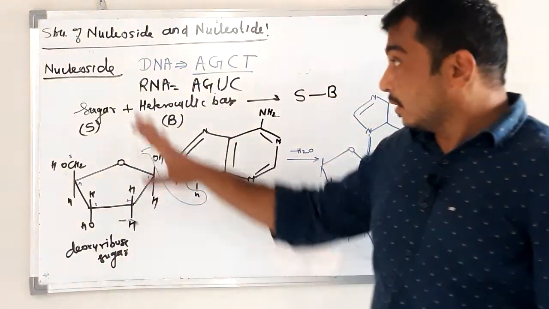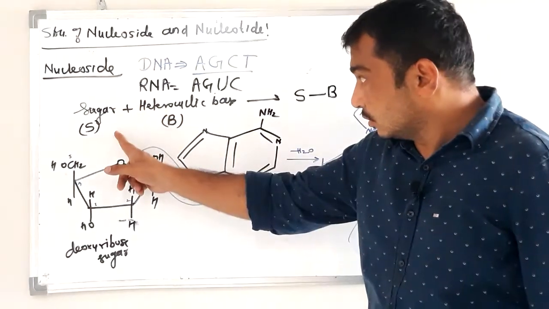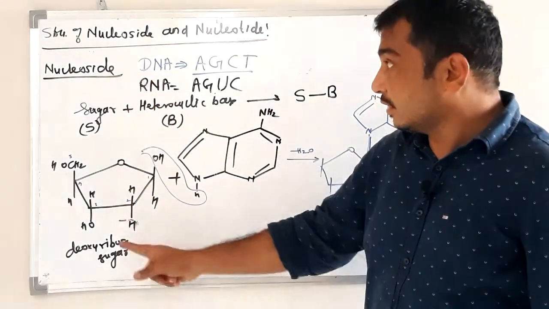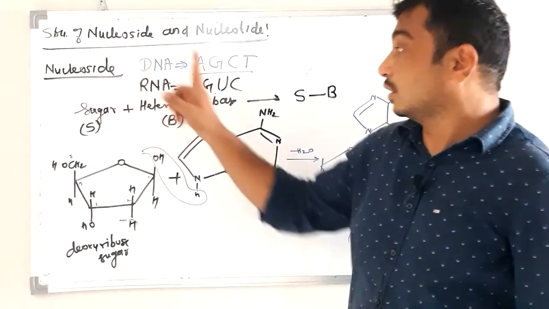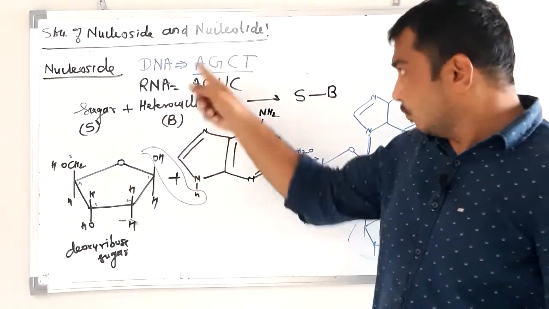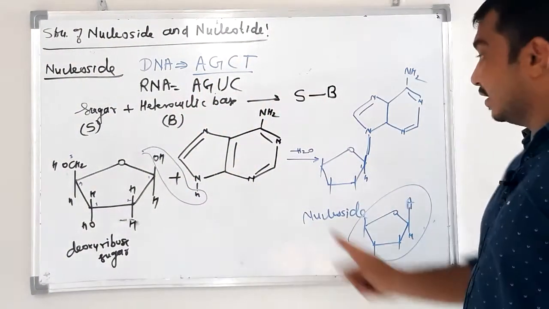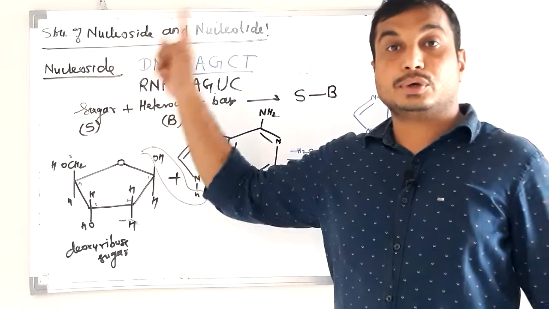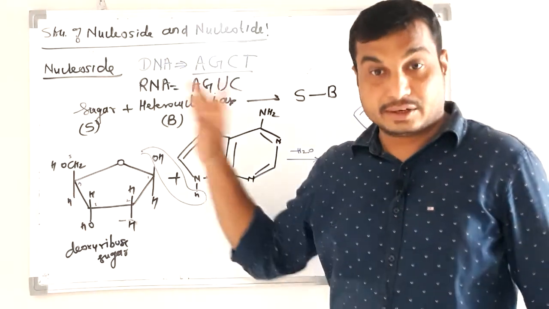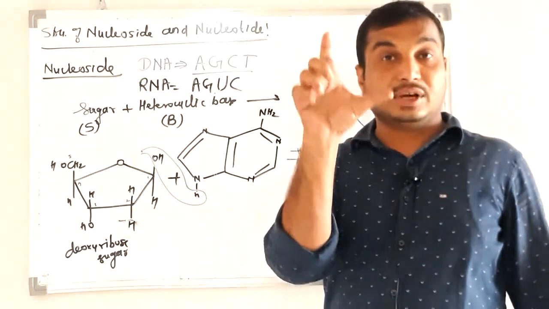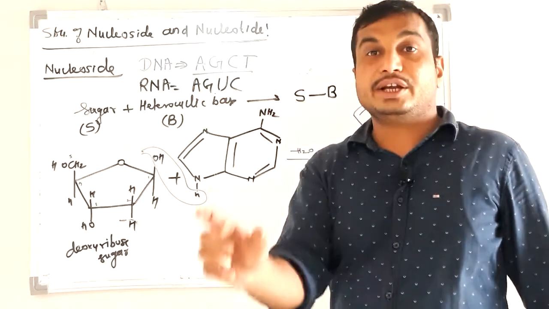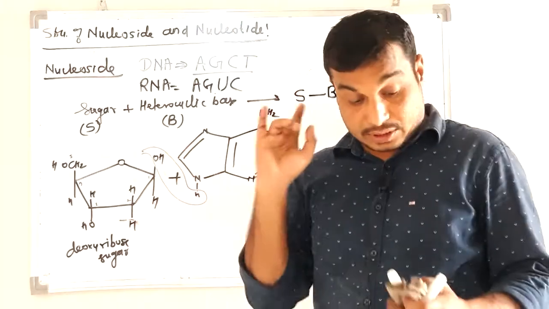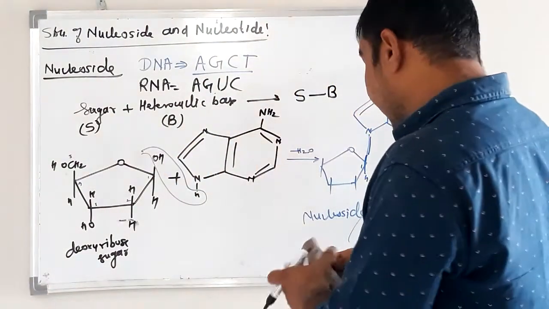So, what about the structure of nucleoside? In nucleoside, sugar molecule is combined with a heterocyclic base, one of the bases, in this manner, and forms nucleoside. Getting my point? Sugar plus base combined form nucleoside. Now come to nucleotide.